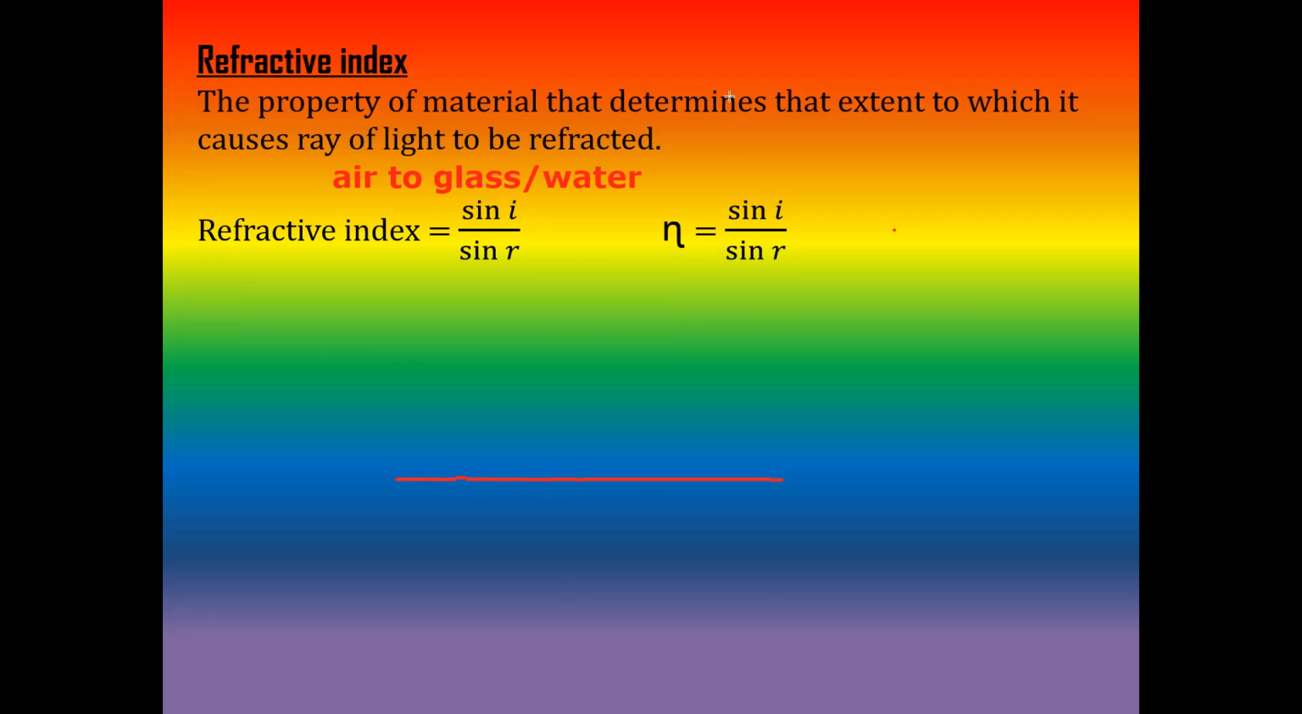So for example, you have a rectangular glass block, and a ray of light strikes this surface. When it moves from air to glass, it bends towards the normal because the speed decreases. That's why it bends towards the normal. So if you want to calculate the refractive index moving from air to glass in terms of angle, here the example is 30 degrees and this one is 25.